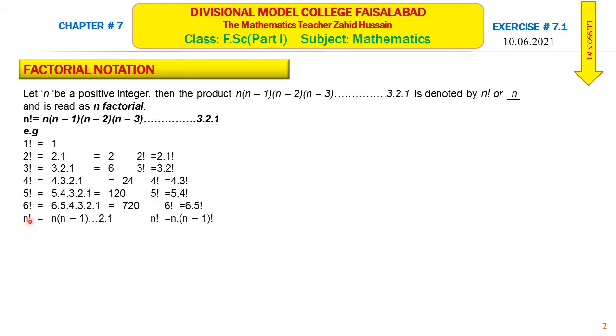N factorial, as we know, is the product of all the numbers starting from n to 1, or you can stop anywhere. The n multiplied by the next smaller number is n minus 1 factorial, or you can write n into n minus 1 into n minus 2 factorial, or you can write n into n minus 1 into n minus 2 into n minus 3 factorial. So you can stop anywhere, but you will have to put the sign of factorial where you stop.